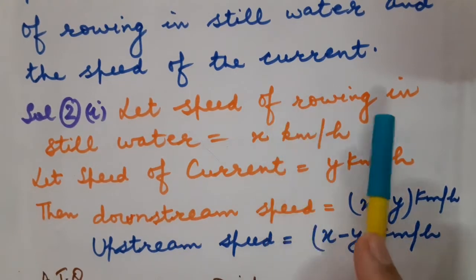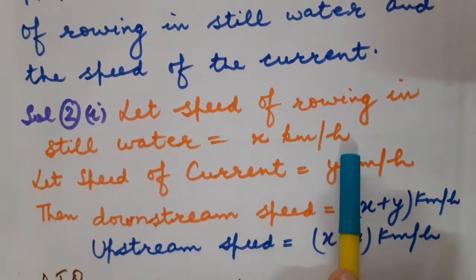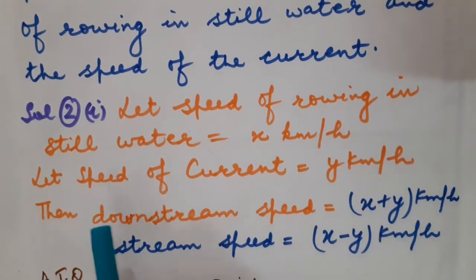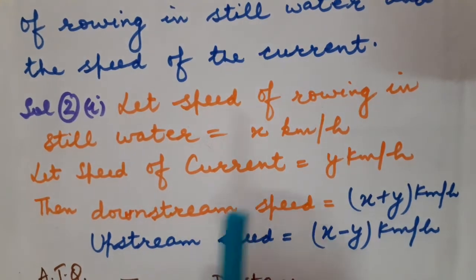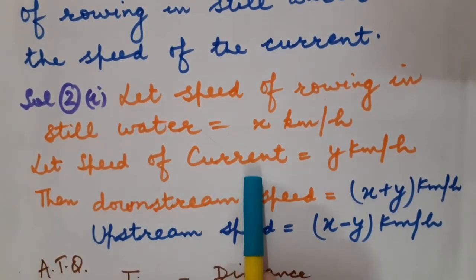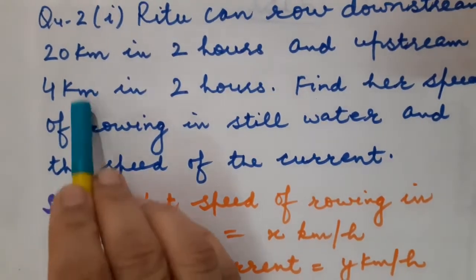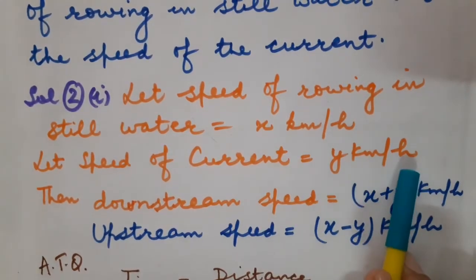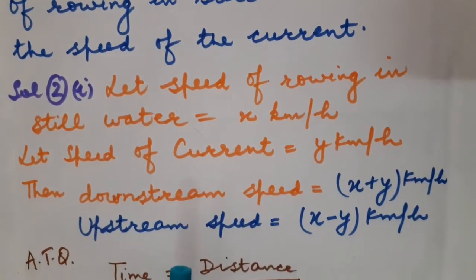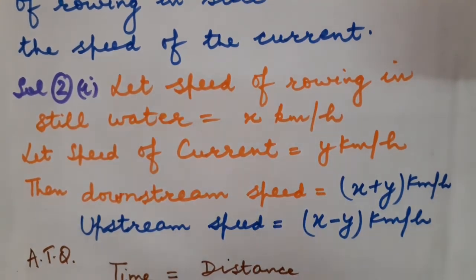So let the speed of rowing in still water be x km per hour. You know that speeds are always considered in kilometer per hour and even in meter per second. That depends on the units. So let the speed of the current be equal to y km per hour. Here basically in the statement we are dealing with kilometer per hour. So that's why I have assumed kilometer per hour only. Clear children? Okay, now let me know one thing. Suppose I am flowing in the downward direction and definitely the water also flows in the downstream only.